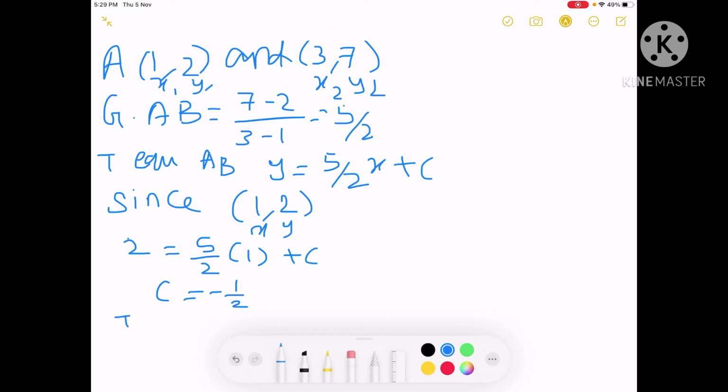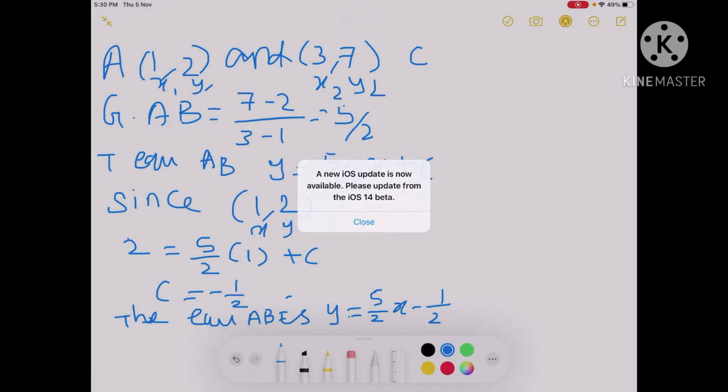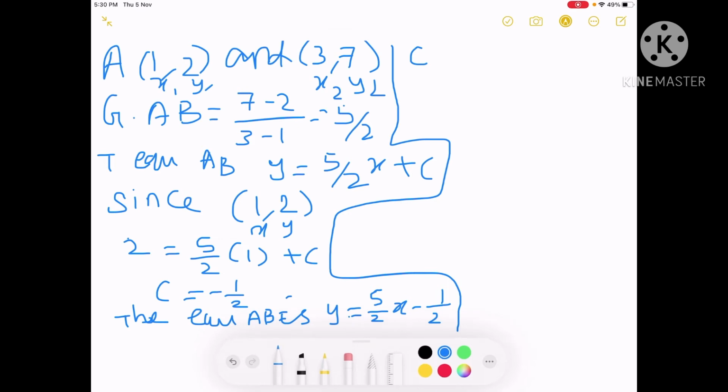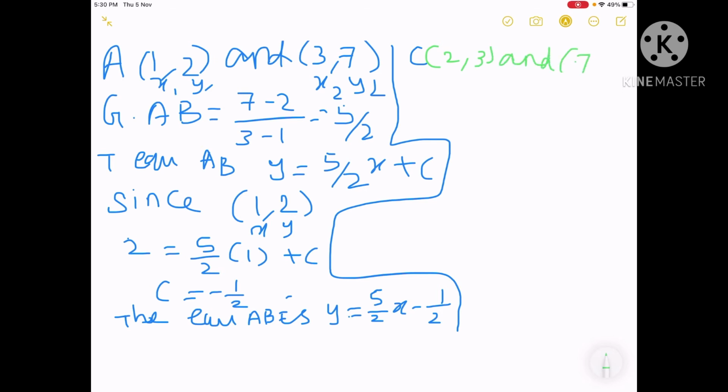So the equation of AB is y equals 5 by 2 x minus 1 by 2. Now the second question: C is (2, 3) and D is (7, 3).